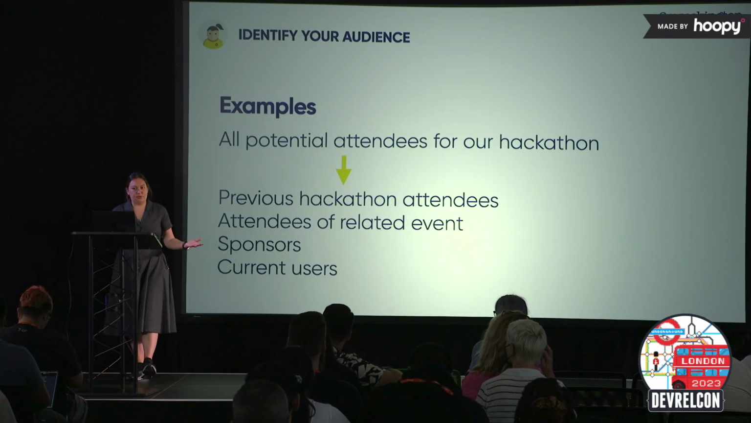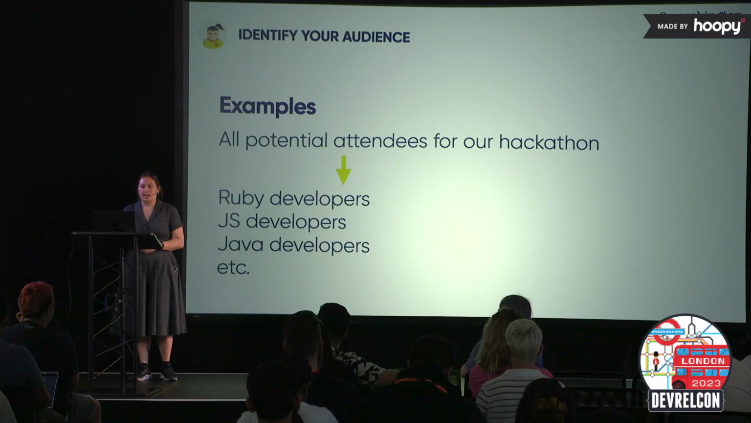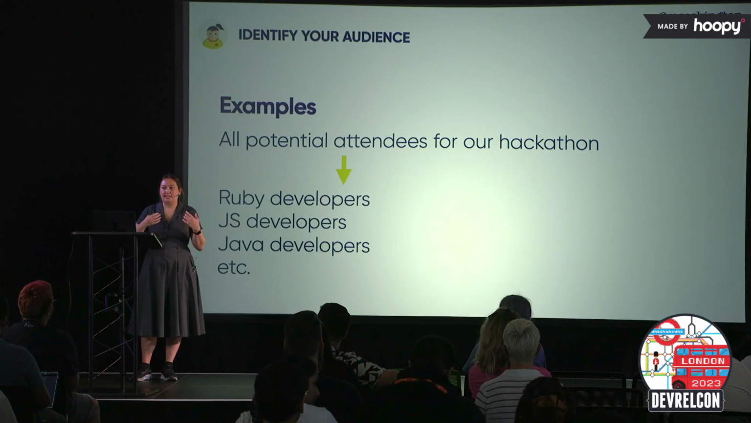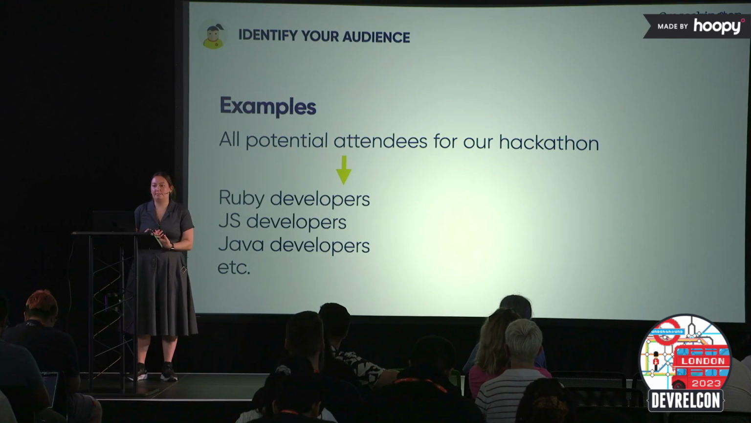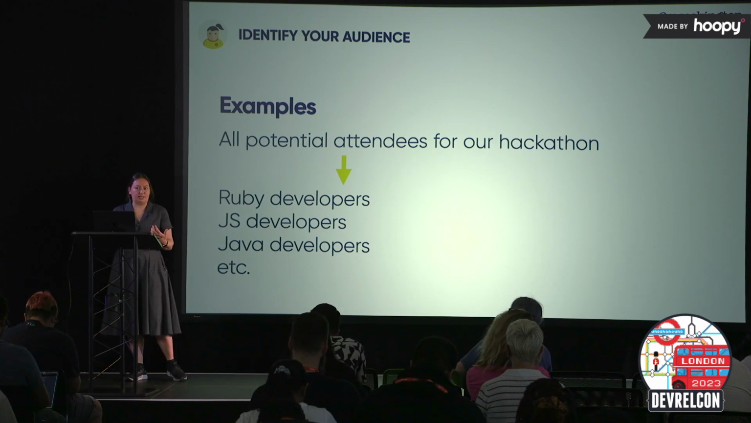So here's a very simple example. Rather than just considering all potential attendees of a hackathon, you can break it down to more tangible groups. So in this case, we're looking at the potential origins of where the attendees might come from, how they might have come across the event. Another way of looking at it is at the different types of programming languages. Maybe it's more relevant to you to communicate in different ways to these specific subsets.